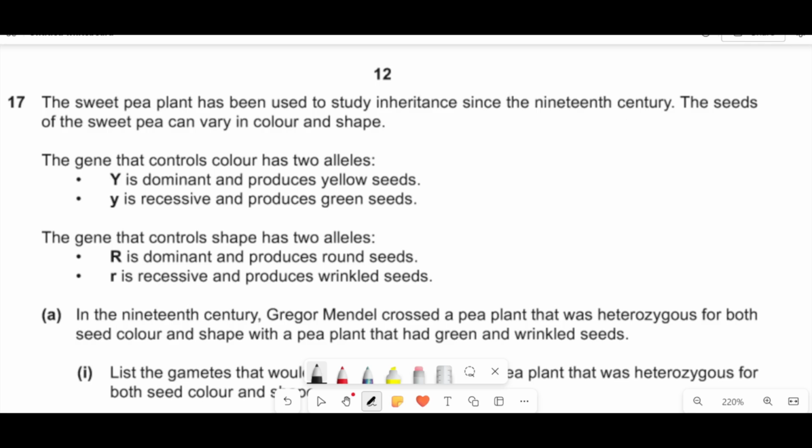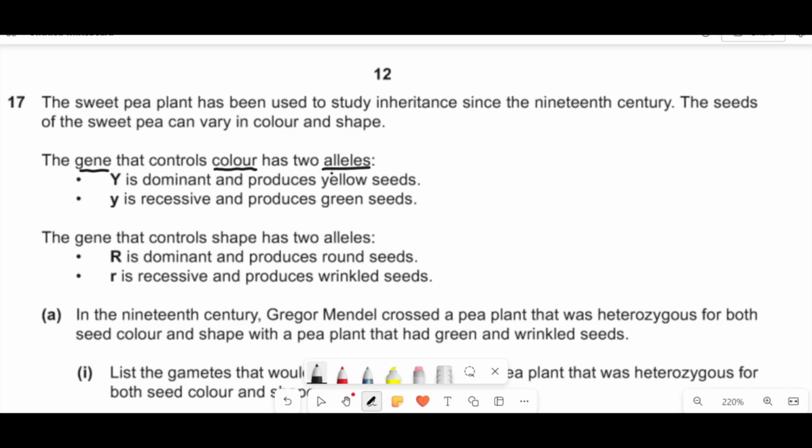So the sweet pea plant has been used to study inheritance since the 19th century. The seeds of the sweet pea plant can vary in color and shape. The gene that controls color has two alleles. People use the word gene and allele interchangeably, but a gene is not the same as an allele. An allele is a different version of the same gene. For example, you have blonde hair, I have black hair. We both have the hair color gene. Yours is blonde, mine is black. It's not that we're changing genes. If you change genes, you're not talking about the same thing anymore.